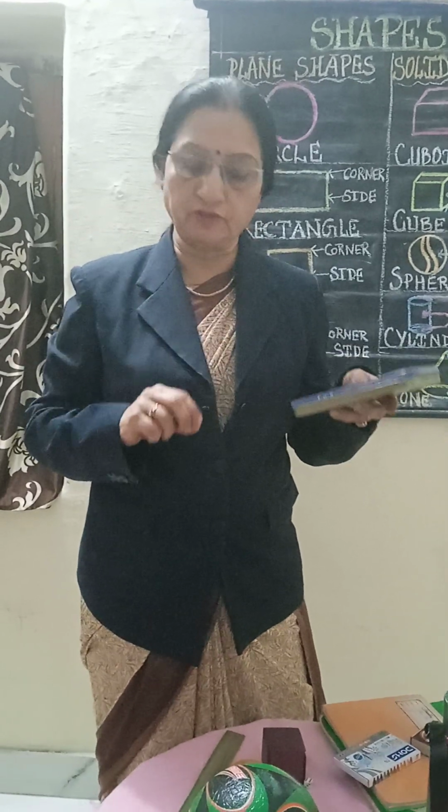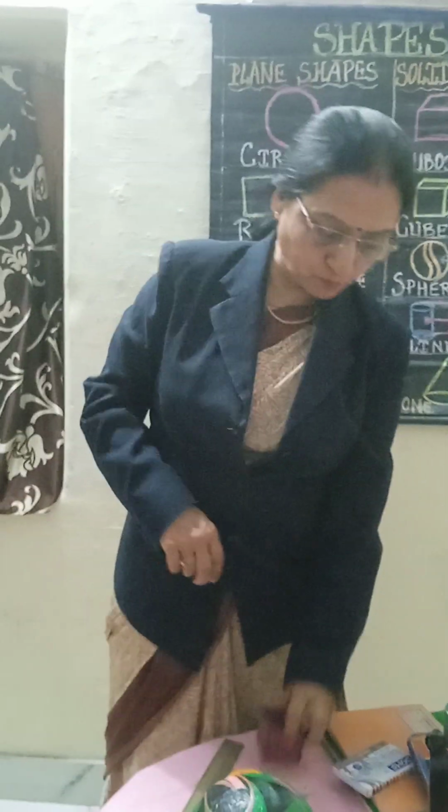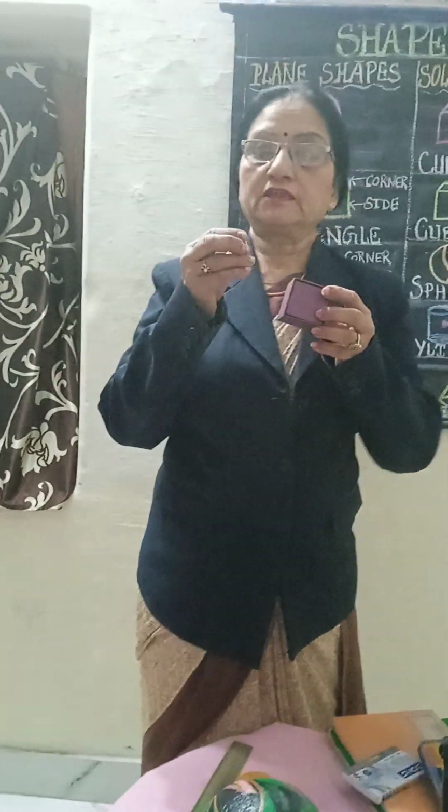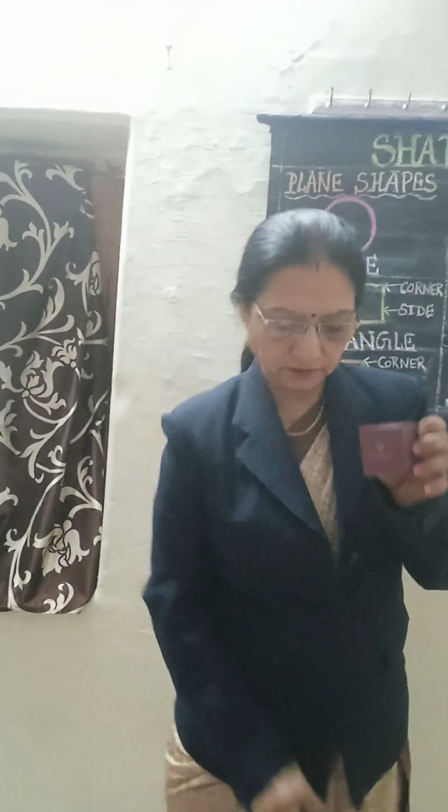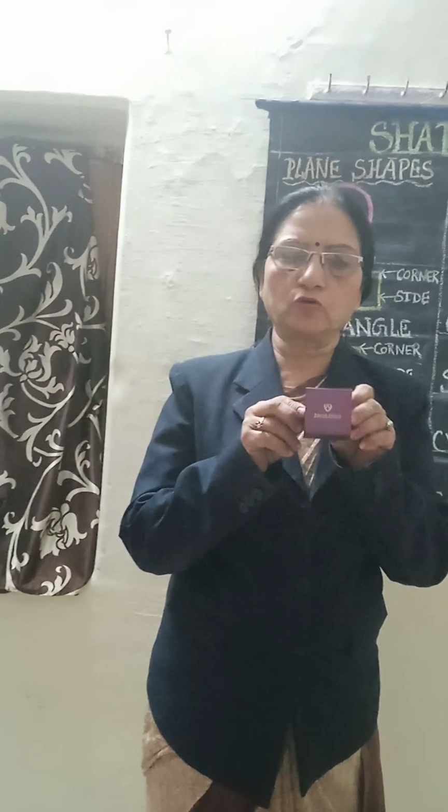Now next we will take the example of cube. This is this dice you have seen. You play with this dice. This is an example of cube. And this box, it is also an example of cube. Now in the cube, the same faces, edges and vertex are there as you have seen in the cuboid. Now let's study.